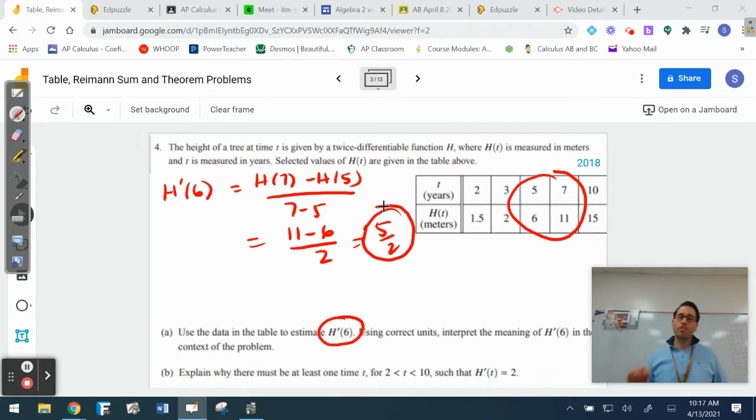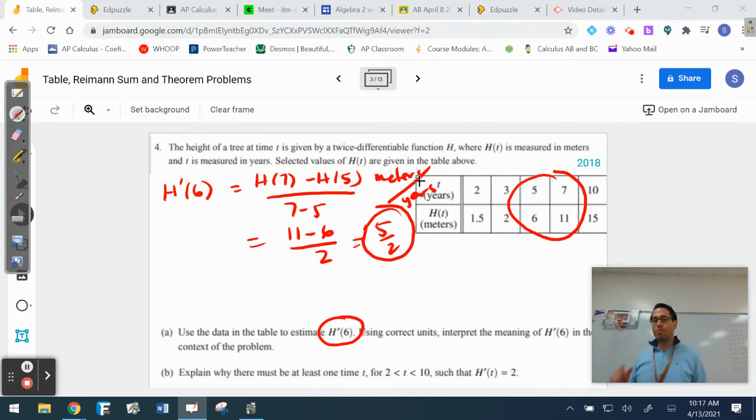Now they ask, using correct units, interpret the meaning. Let's just be smart here. The top is in meters, right? The bottom is in years. So right there, you've got units. So it'd be 5 over 2 meters per year.